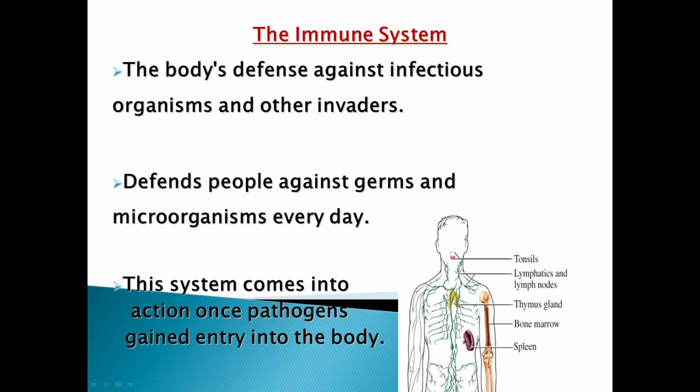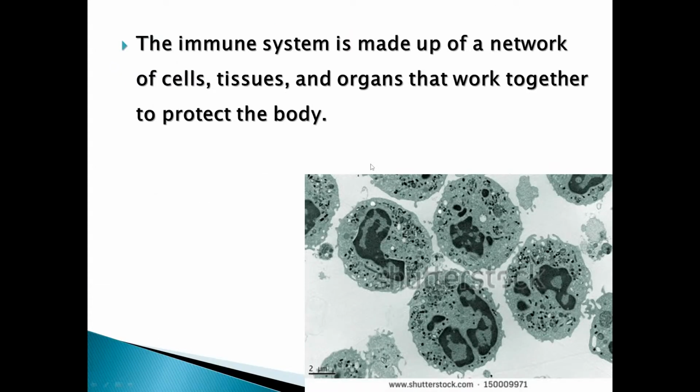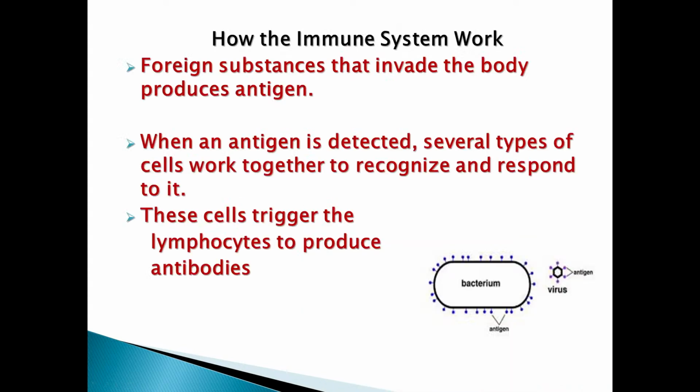This system comes into action once pathogens gain entry into the body. So the word pathogen, we need to know what that means. Pathogens are normally organisms that cause disease. So anything that causes disease, we normally call a pathogen. The immune system is made up of a network of cells, tissues, and organs that work together to protect the body. So, like the white blood cells, the white blood cells are a part of your immune system.